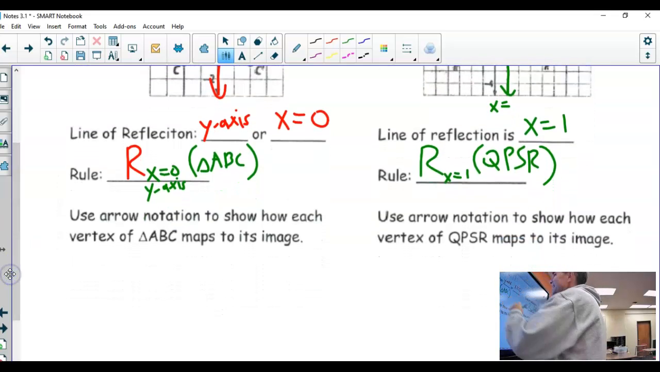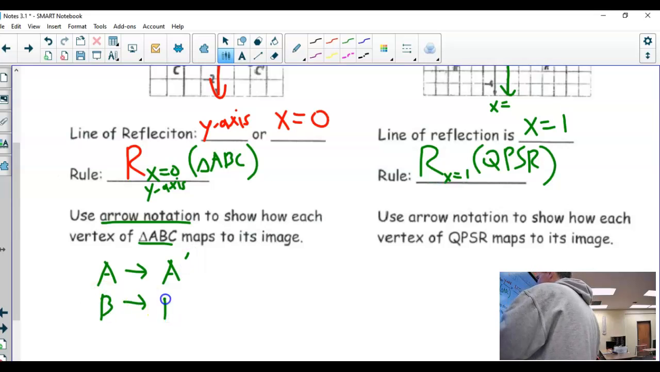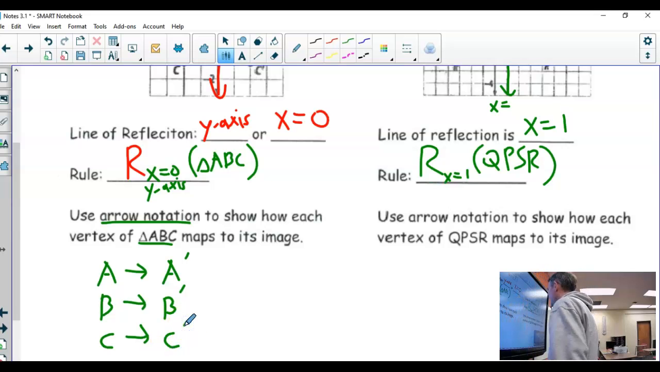All right, I think this is kind of dumb, but it says use arrow notation to show how each vertex of ABC maps onto its image. They're just saying, do this. A maps onto A prime, B maps onto B prime, C maps onto C prime. That's what it means to use arrow notation to show how one thing maps onto another.